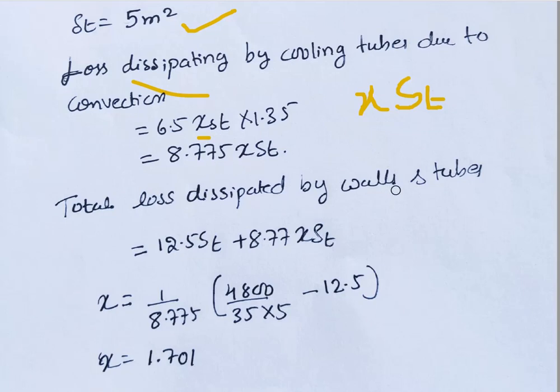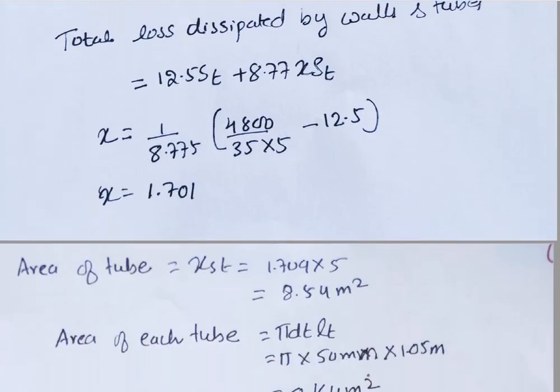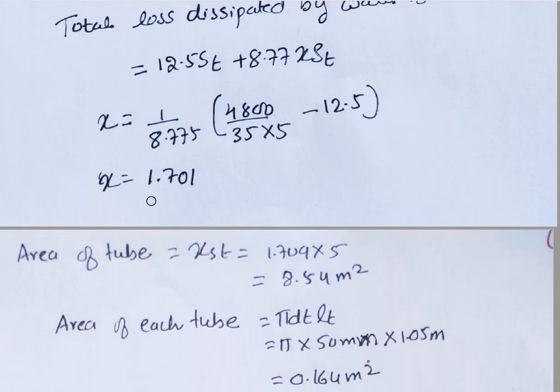So the total loss dissipated by wall side tubes is 12.5 st plus 8.77. Again you need to take st common, then you can solve. So finally you will get x equals 1.701. So area of tube will be given by x into st as per the formula. So you will get area of the tubes, it is 8.54 meter square.